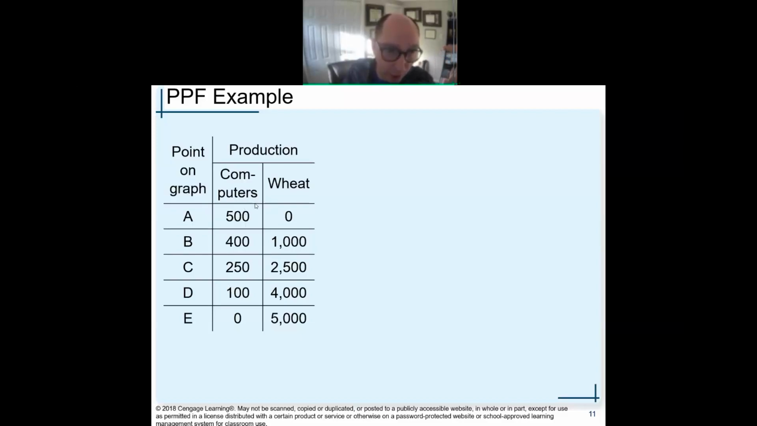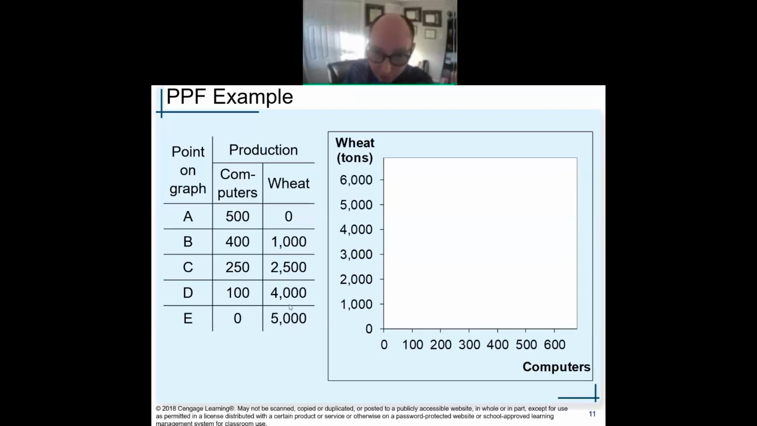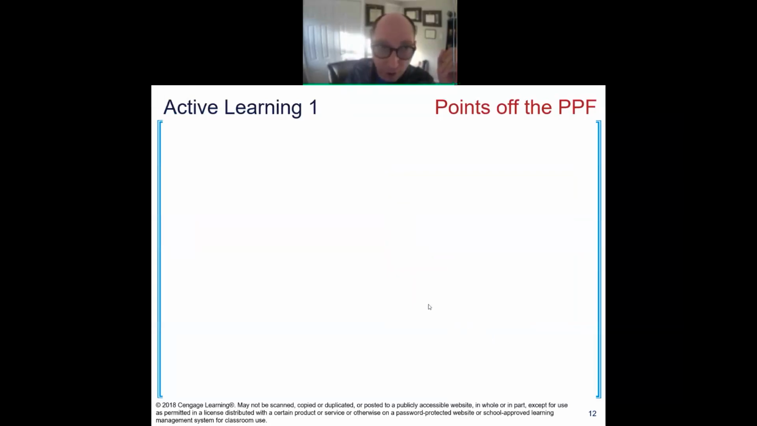So, as we saw, 500 and zero production, 400 and 1,000, 250 and 2,500, 100 and 4,000, 0 and 5,000. That's the levels of production. We can graph this. And this graph represents the points at which I'm comparing my production of computers to my production of wheat. The idea here is that somewhere in the middle is my sweet spot, right? I'm making enough wheat and enough computers, and I'm not sacrificing one or the other.